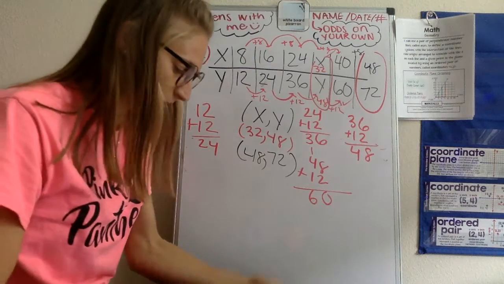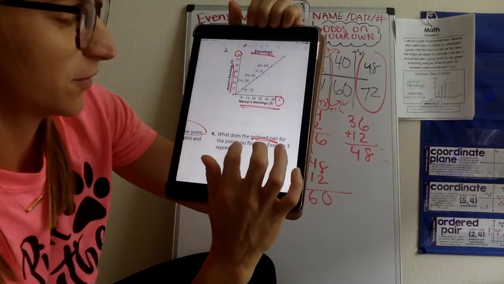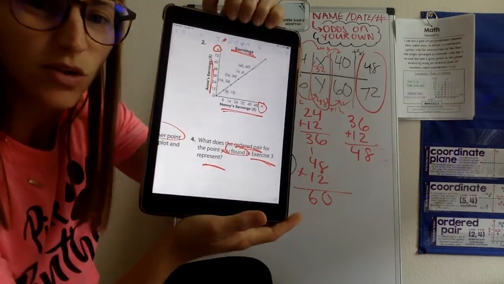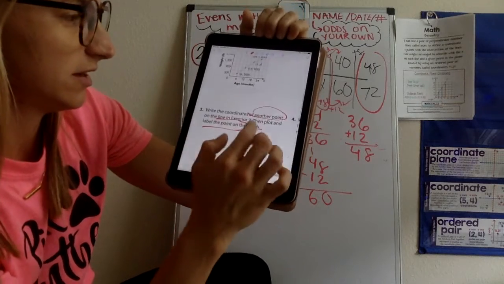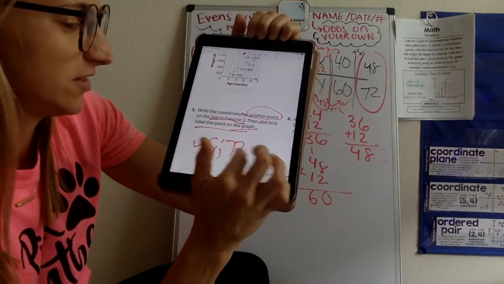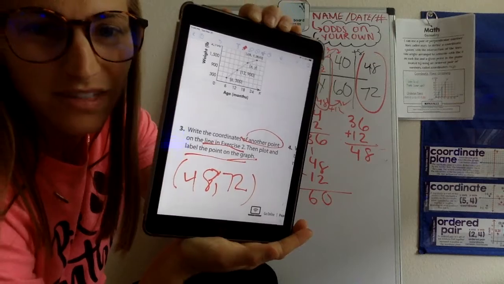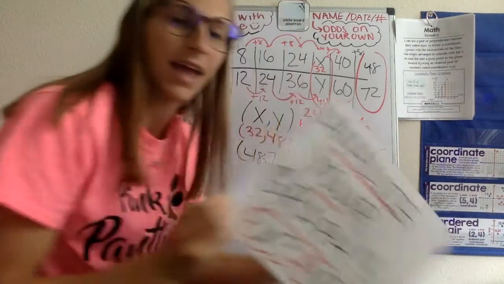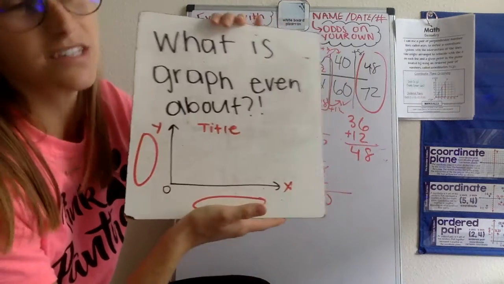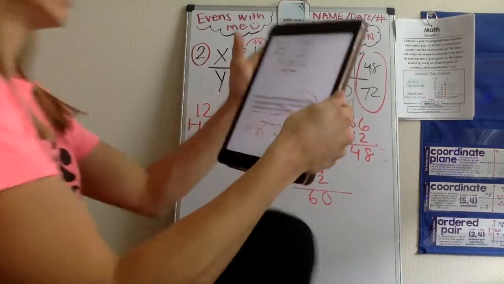Now let's check out number 4. It says, what does the ordered pair for the point that you found in exercise 3 even represent? So the point that we just found in this one was 48, comma, 72. Sorry, it's kind of sloppy. And they're saying, what do those numbers even mean? Hashtag, analyze your graph. What is the x? What is the y? Hashtag, what is this graph even about? We need to go back and look at our titles. So let's take a look here.